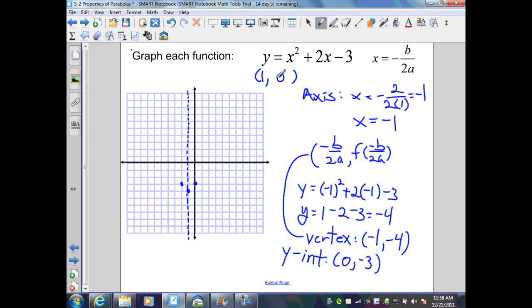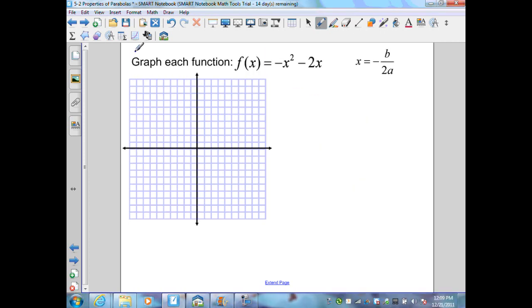So I graph that other ordered pair, 1, 0, and I graph its reflected point on the other side of the axis of symmetry. It's 2 units to the right, so its reflection will be 2 units to the left. Then I sketch my parabola. And here is a graph that represents this quadratic function.